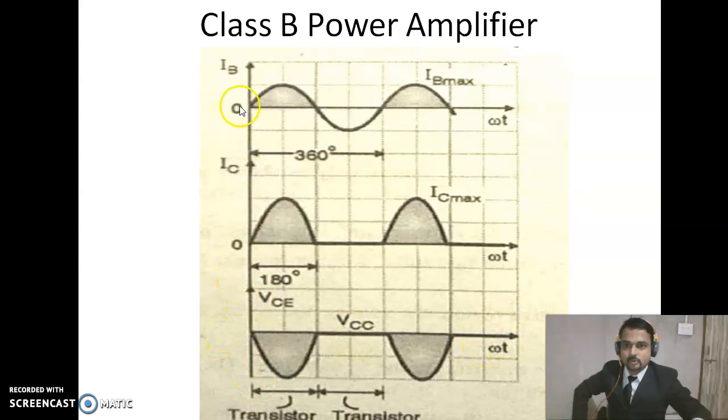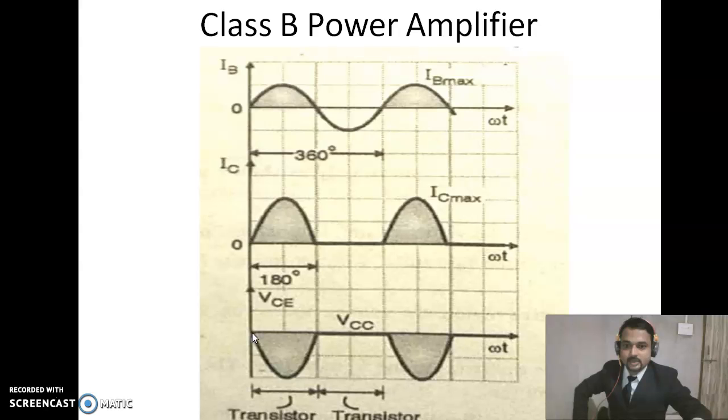As we know, during the positive half cycle of base current, we get the positive half cycle of collector current. During the negative half cycle of base current, the transistor is in the cutoff region, in the off state. During the positive half cycle, amplification takes place: IC is equal to beta times IB. The collector current is a beta multiple of the base current, so we get an amplified output signal.